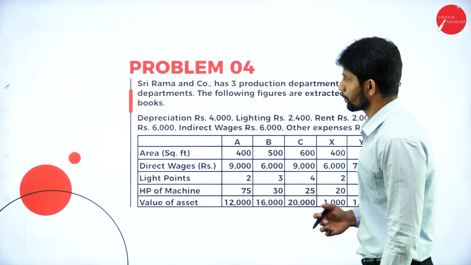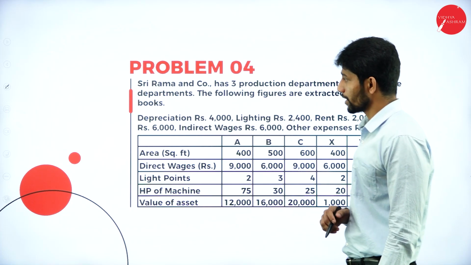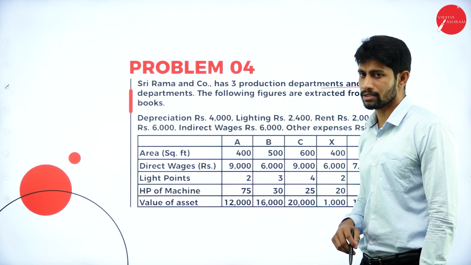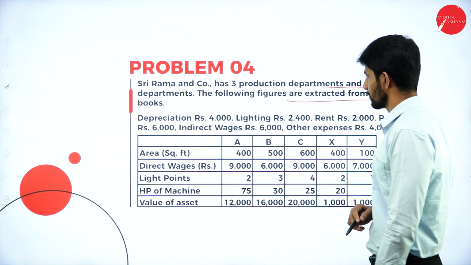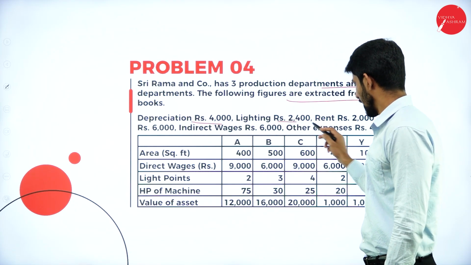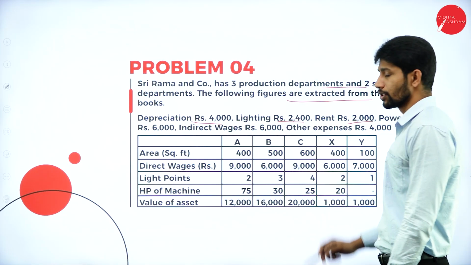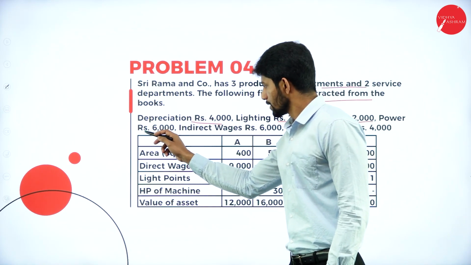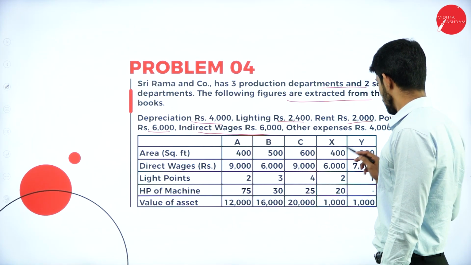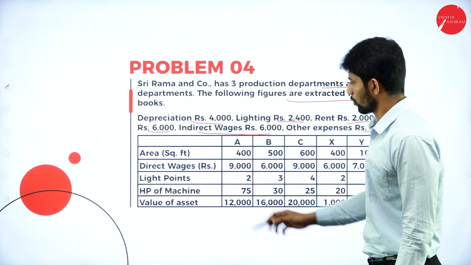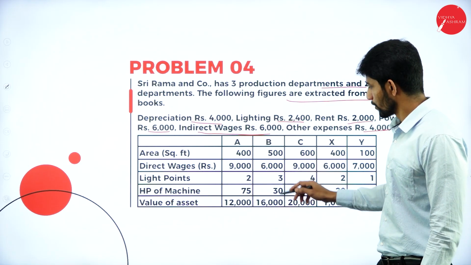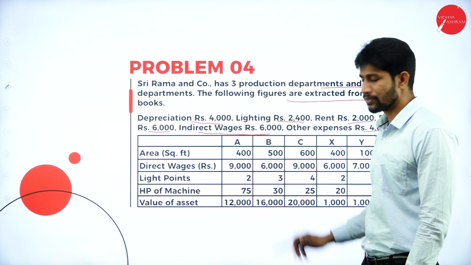So moving on to the next problem, problem number 4. Sri Rama and company has 3 production departments and 2 service departments. The following figures are extracted from the books. So depreciation 4,000, lighting 2,400, rent 2,000, power 6,000, indirect wages 6,000, other expenses 4,000. So area, direct wages, lighting points, HP machine, value of asset is given. So this is useful for us to find out the ratio.